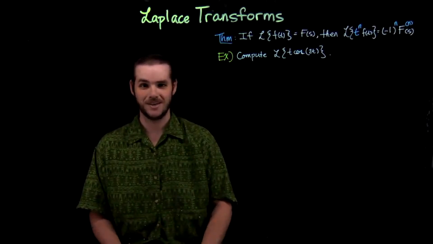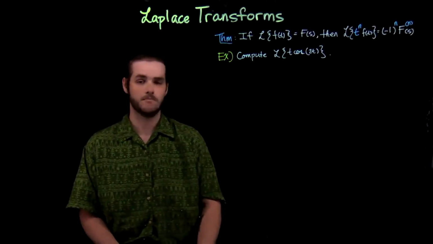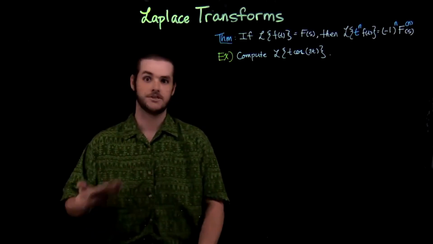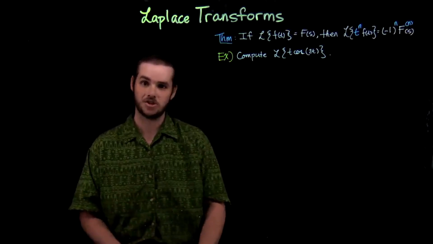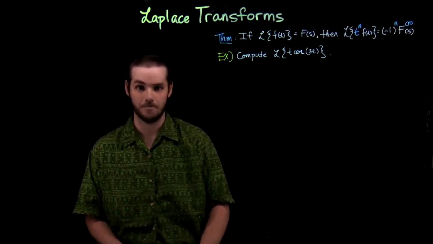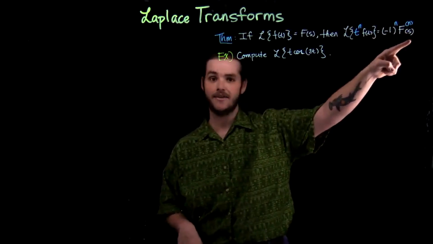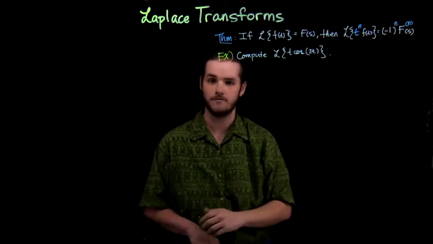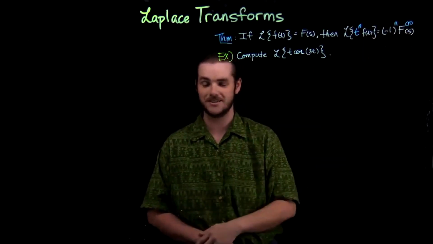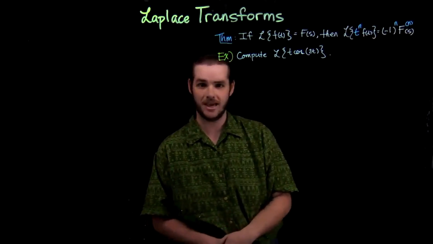Here's a really fun one. Turns out that by multiplying my functions by powers of t, essentially that just translates to taking derivatives of the output. If I add n factors of t, I get the nth derivative of the output I would have normally, except it alternates, which is kind of interesting. Let's see how we can use that.